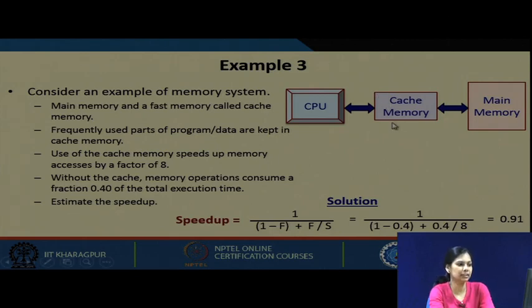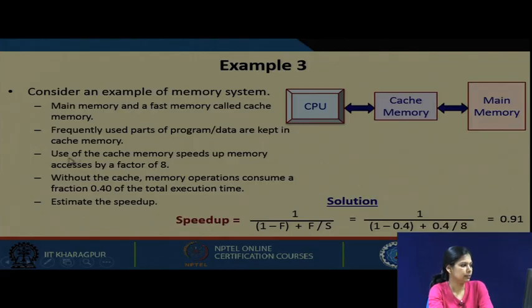Although we have not discussed cache memory yet, I can just tell you that cache memory is a fast memory that sits between the CPU and your main memory, and it is used to improve the overall speedup of the memory. So, consider an example of a memory system where main memory and a fast memory called cache memory are used. This is your cache memory, this is your main memory. Frequently used parts of the program or data are kept in cache memory. So, in cache memory we keep frequently used instructions or data.